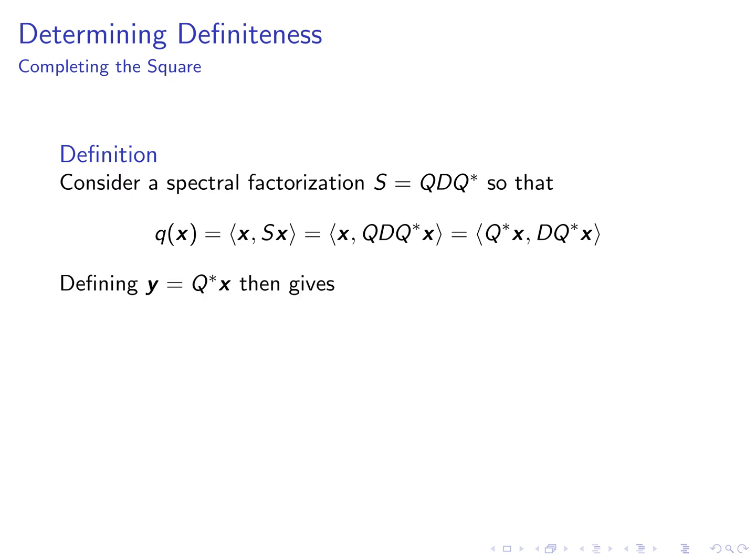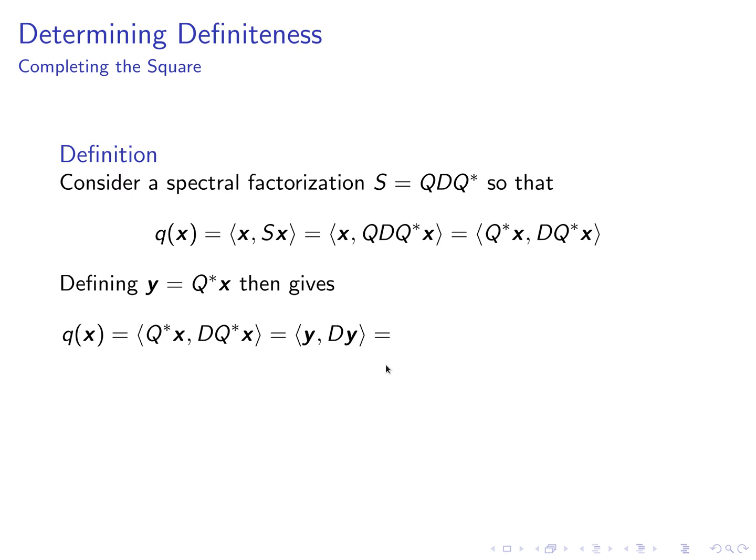This is kind of interesting because what we can do now is introduce what's called a change of variables. Let's define a vector y as Q star times X. This can now be substituted into our formula for our quadratic form. If y is Q star times X, and the quadratic form is the inner product of Q star X with D times Q star X, our formula for the quadratic form then becomes y inner product with D times y.